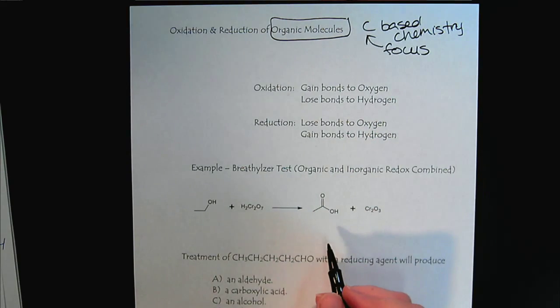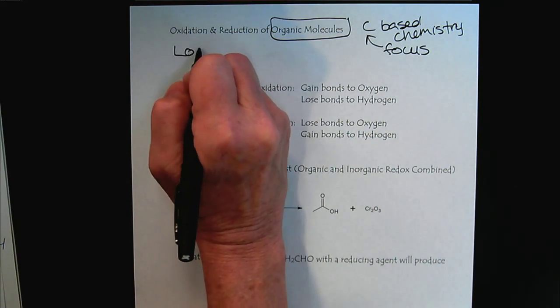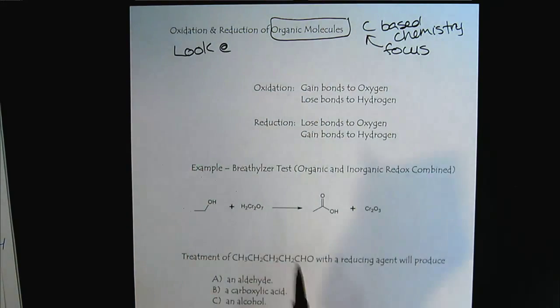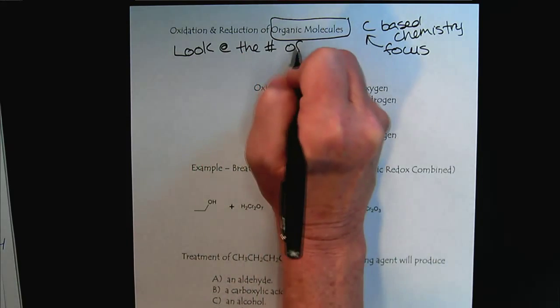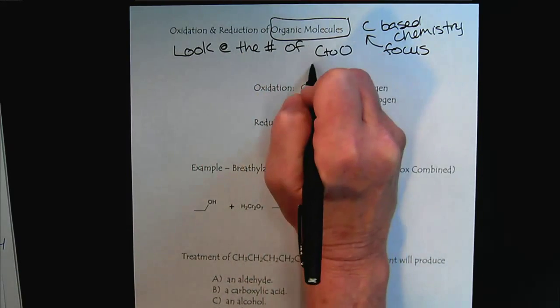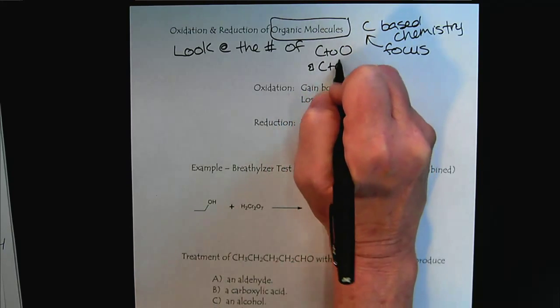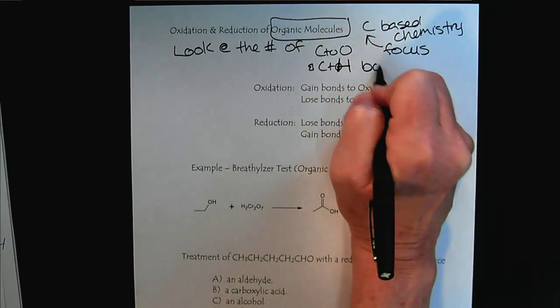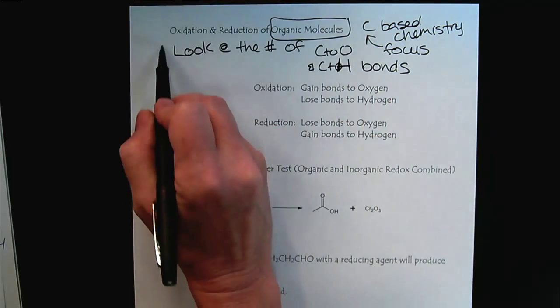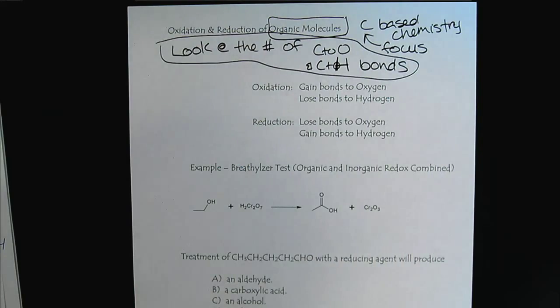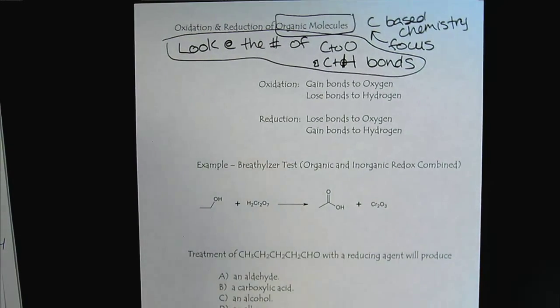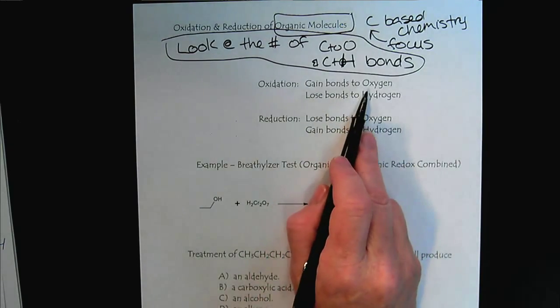We're going to look at the number of carbon to oxygen and carbon to hydrogen bonds. Carbon to oxygen and carbon to hydrogen bonds. So this is our criteria. We don't worry about LEO says GER when we're looking at organic molecules. We look at the bonding to carbon.